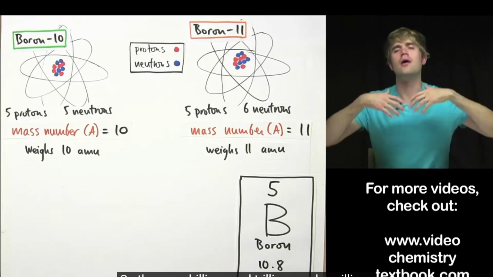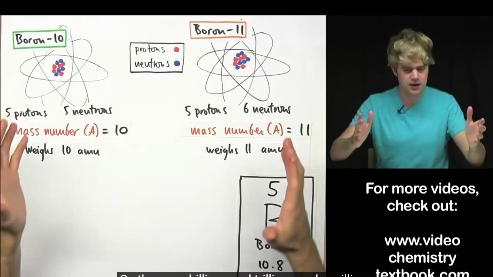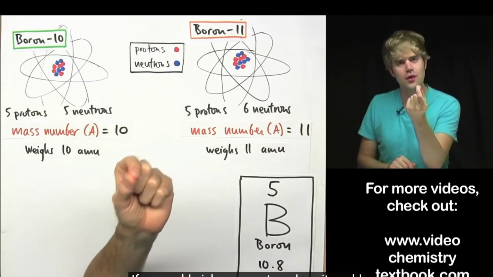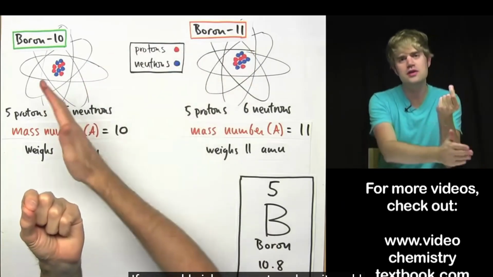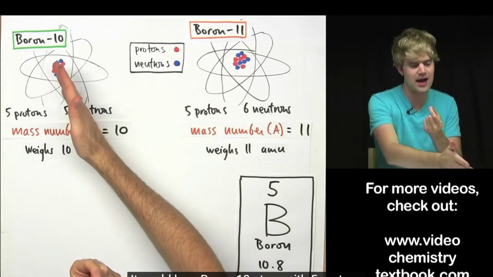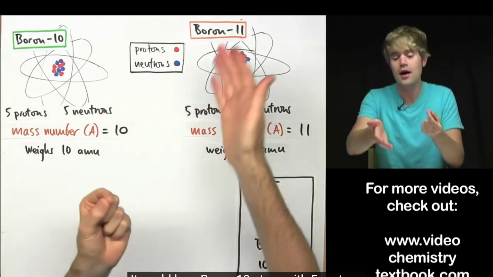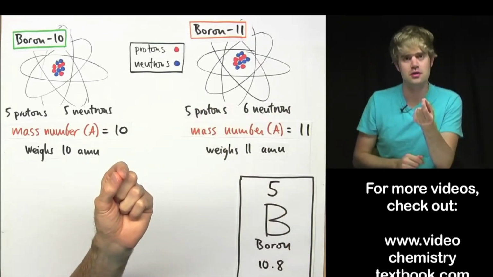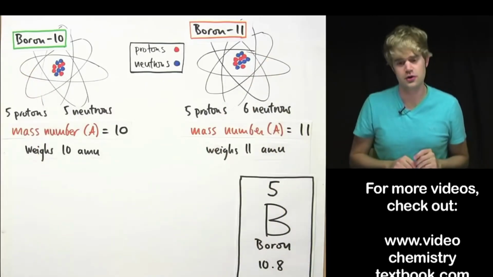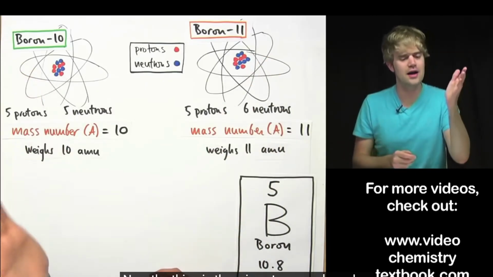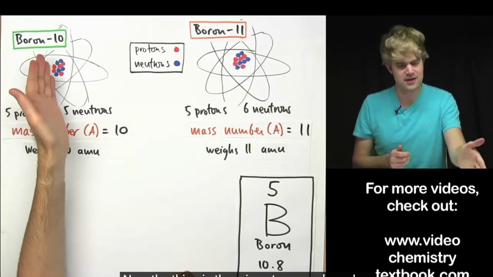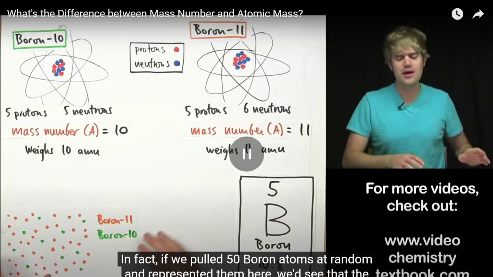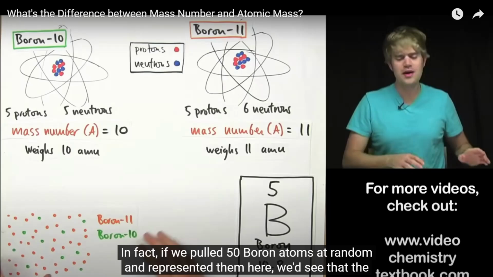So, there are billions and trillions and gazillions of boron atoms in the world. If we could pick one up at random, it could be either one of these two types. Okay, it could be a boron 10 atom with 5 protons and 5 neutrons, or it might be a boron 11 atom with 5 protons and 6 neutrons. So boron comes in these two versions. Now the thing is, there is not an equal number of boron 10 atoms and boron 11 atoms. So in other words, it's not 50-50.